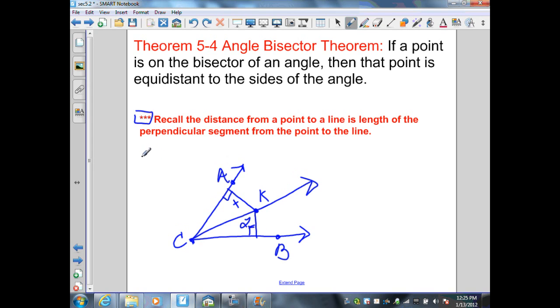Therefore, I know that KA is congruent to segment KB. And that means that the length, which is X, and the length, which is Y, would also be equal.